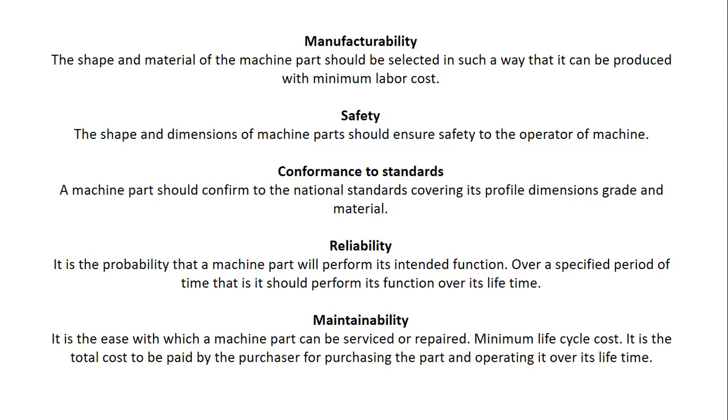That is manufacturability. Safety. The shape and dimensions of machine parts should ensure safety to the operator. There is no use producing a machine part that is unsafe. If it is unsafe, then it shouldn't even go into prototype in the first place, because one of the basic things about engineers is that you need to be safe at all times. Safety is very important.